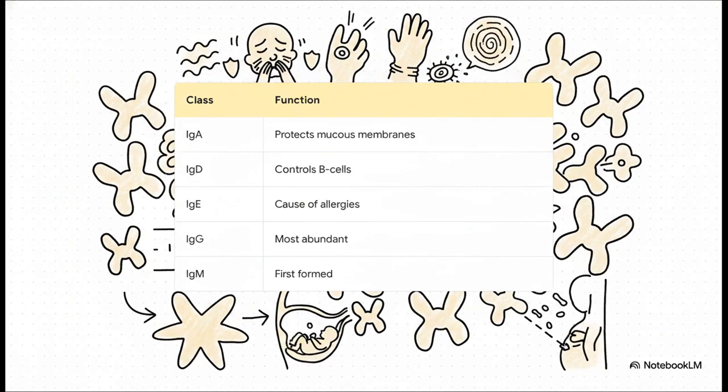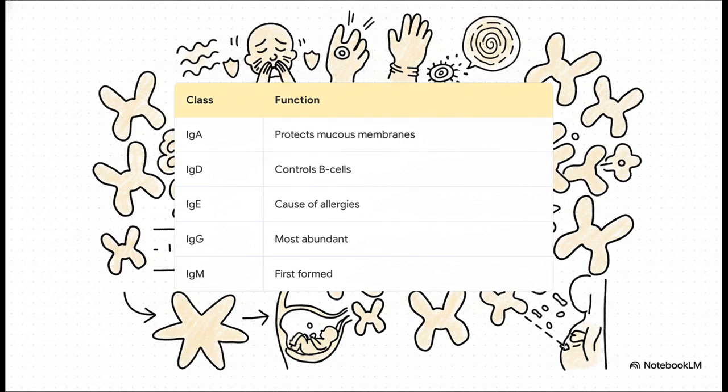See this table of the 5 classes of immunoglobulins? I'd highly recommend taking a screenshot right now. Seriously, it's a perfect study guide. I want you to pay special attention to IgE. That is the specific antibody responsible for allergies, anaphylaxis, and immediate hypersensitivity.